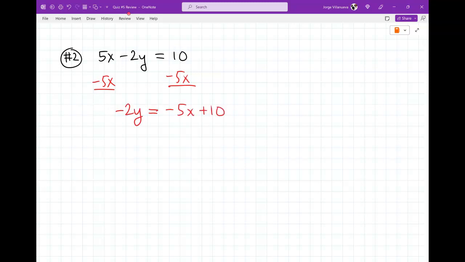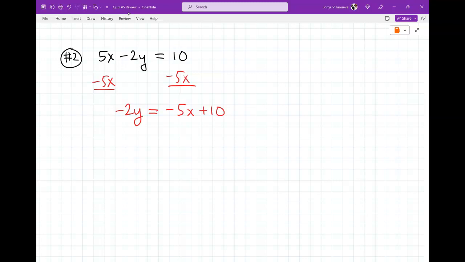Remember, you cannot do 10 minus 5x, right? That does not become 5x. One has a variable, one does not. So we got negative 2y equal to negative 5x plus 10. If we got to get y by itself, another mistake people do is they add 2, because they see minus 2, but that's wrong, right? Negative 2 with a letter next to it means that it's multiplying. It's negative 2 times y, right?